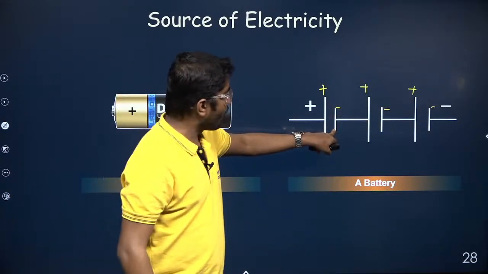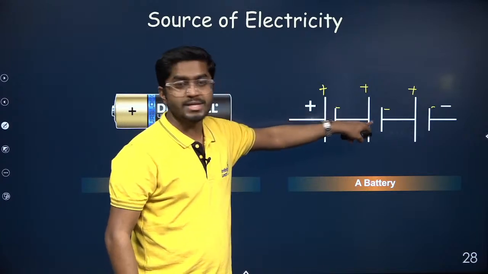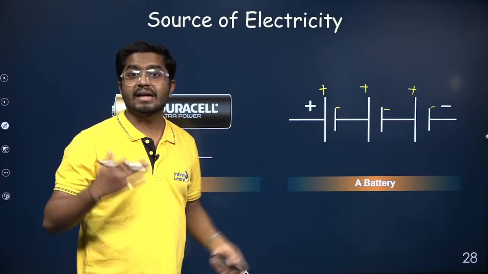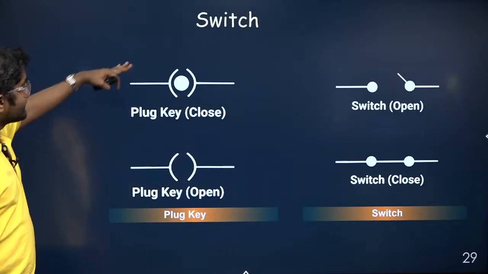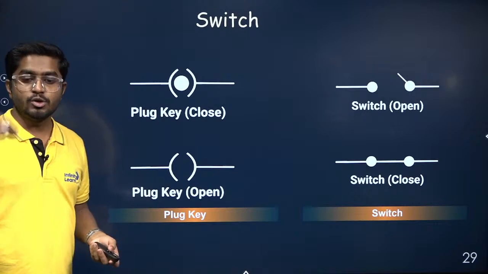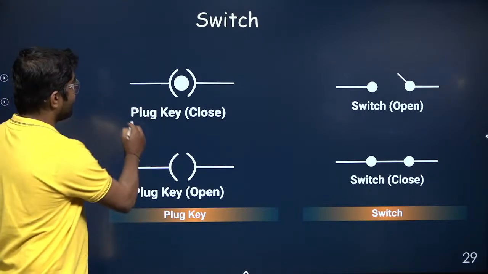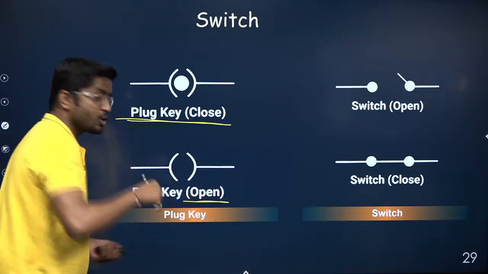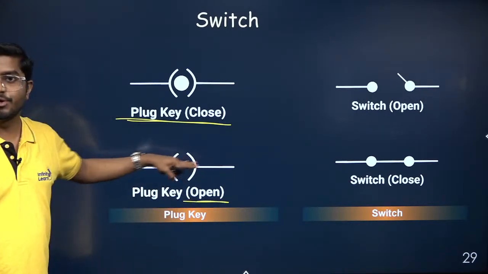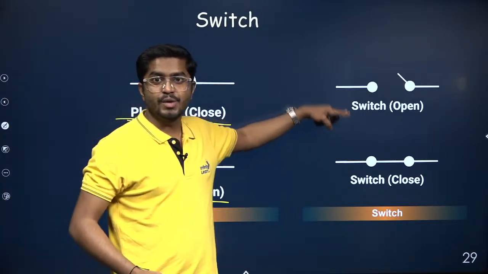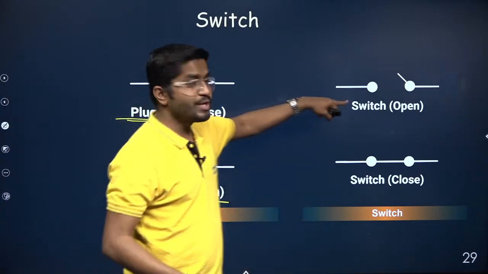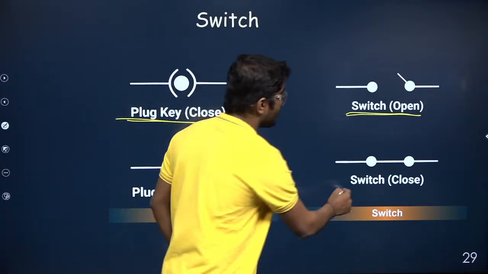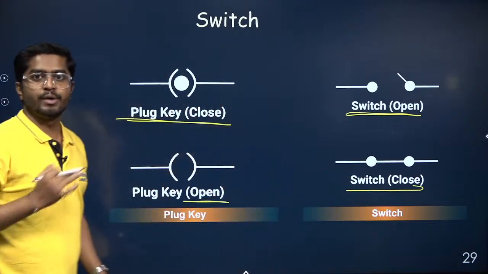The negative terminal of one cell should be connected to the positive of the next. Then only they will add up. Otherwise, they will cancel out. So that is the correct arrangement. Now this is a key. Sometimes in your laboratory, you insert the key. When you insert the key, the circuit is closed, so current will flow. When you open the key, you remove the key, and now no current is flowing through the circuit. Or we have the switch. For example, in our houses we have a switch. When the switch is open, that means no current. If you close the switch, then current will start flowing through it. Clear?